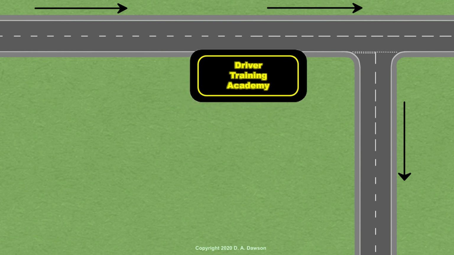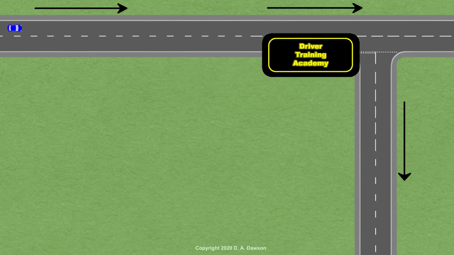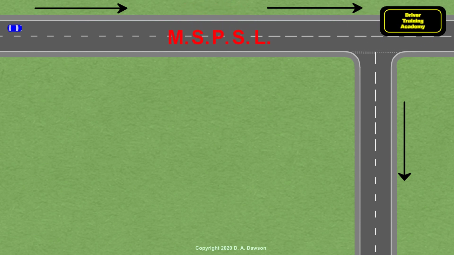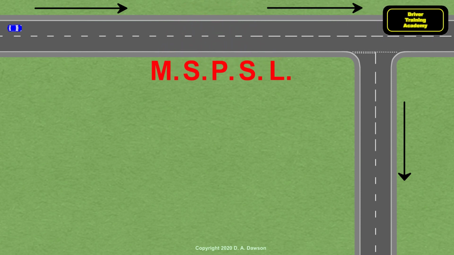We're planning to take the next road on the right. We'll once again expand MSM to MSPSL. It's worth memorising this sequence of letters as it applies to all sorts of driving situations. Let's take a quick look at what we're trying to achieve.